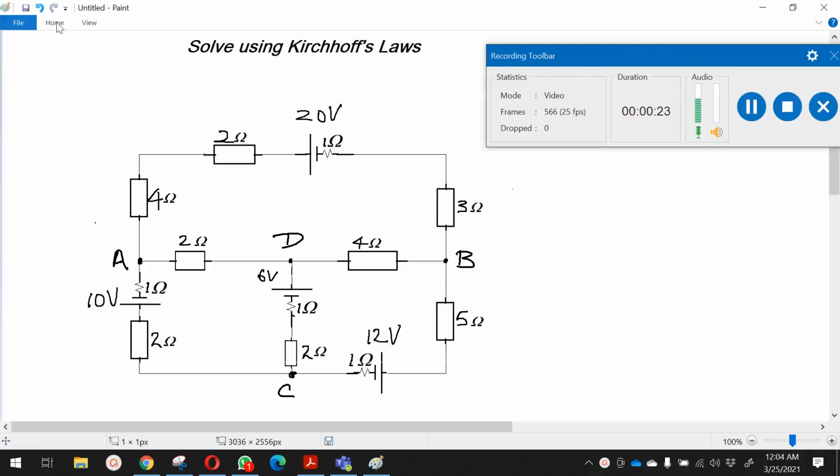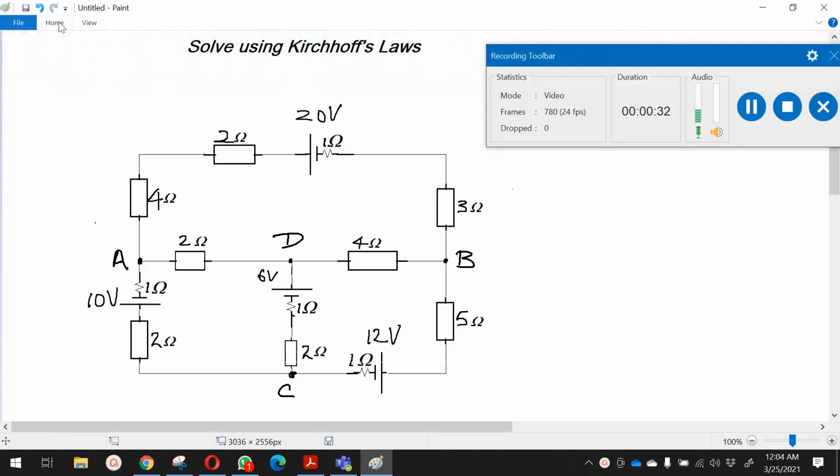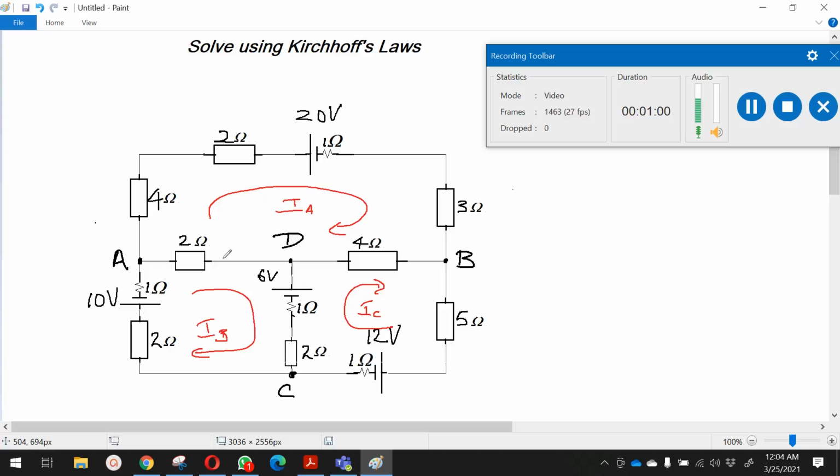First thing we have to do, remember, is we have to select a loop current. It's random. It doesn't matter which direction I choose. So I'm going to say this is I1, IA if you like. I'm going to say this is IB. And I'm going to say that's IC. All right, and these are random currents. It doesn't matter, I could have chosen any direction I wanted.